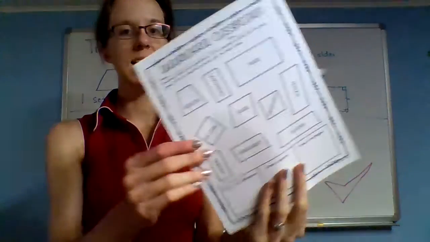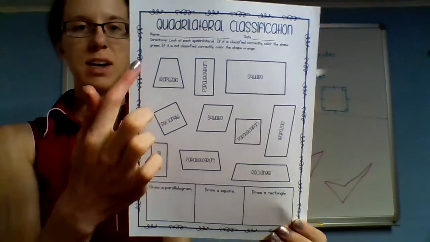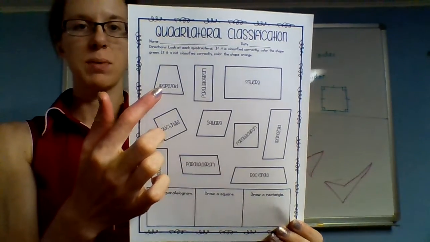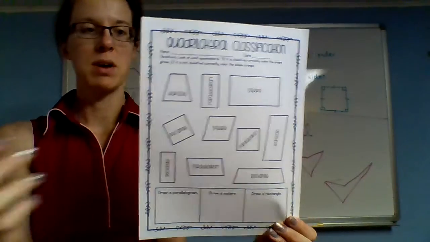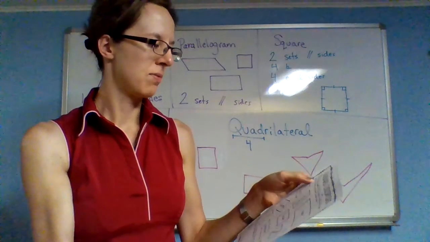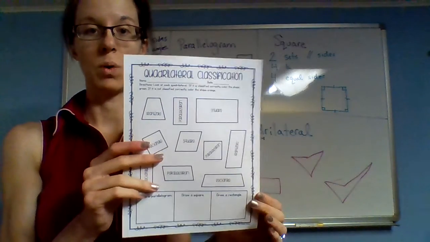In your packet today, you have this page called Quadrilateral Classification. What you're going to do is look at the shape on the page, read the word inside that shape, and if that word is really a name that we could call that shape, you're going to color it in green. If it's not classified correctly, you'll color it in orange.